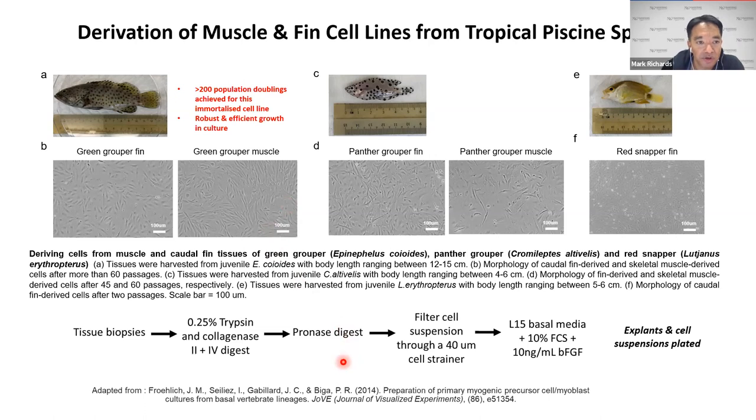The protocol which we use to establish these fish cells: we basically isolated biopsies from juveniles and then subjected these tissue biopsies to both trypsin and collagenase 2 and 4 digest, followed by a proteinase digest and filtration through a 40 micron cell strainer. The media we use is L15, and in the initial primary cultures, we did supplement with calf serum and bFGF. L15 enables us not to rely on CO2 to maintain the pH of the media, so it's actually quite good in that sense. And we can keep the cells at about 24 degrees centigrade.